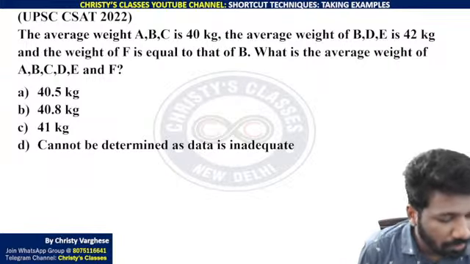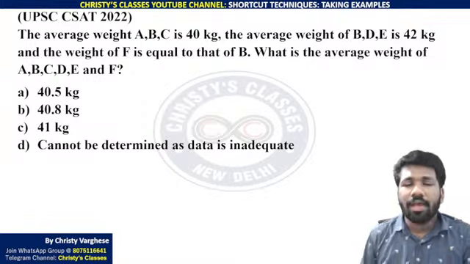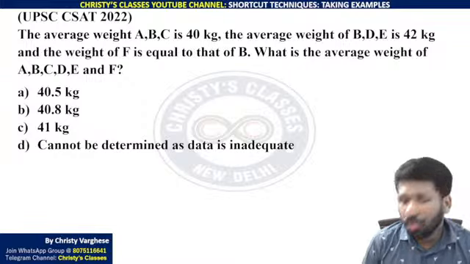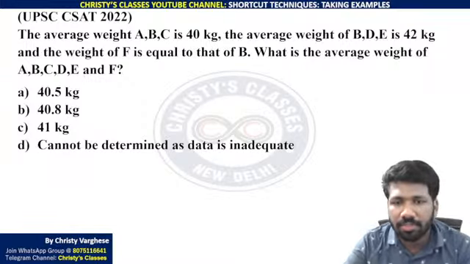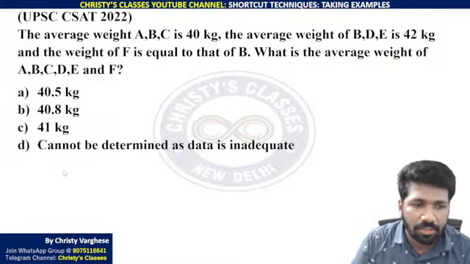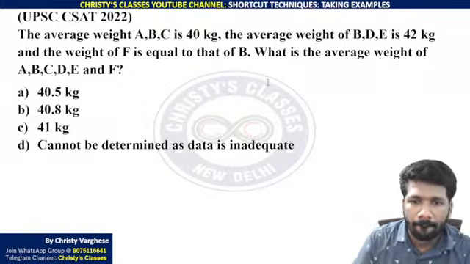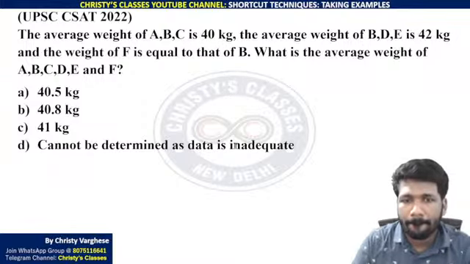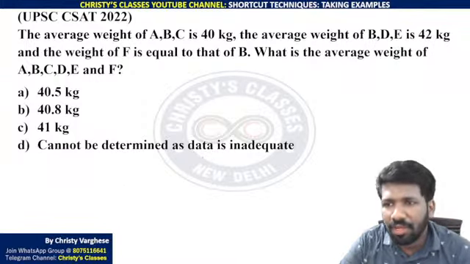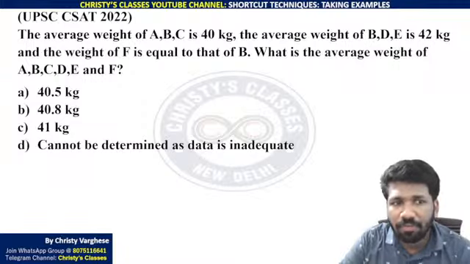Okay, so I'll explain. The average weight of ABC, there's a word missing there. Weight of ABC. I'll correct it so that there is no confusion. Okay, so the average weight of ABC is 40 kg, the average weight of BD is 42 kg, and the weight of F is equal to B. Average weight of A, B, C, D, E, F.